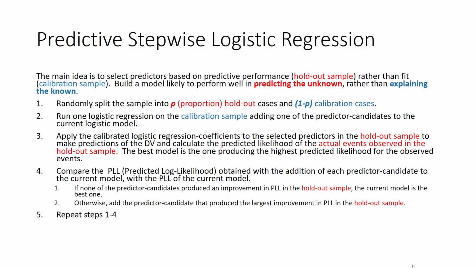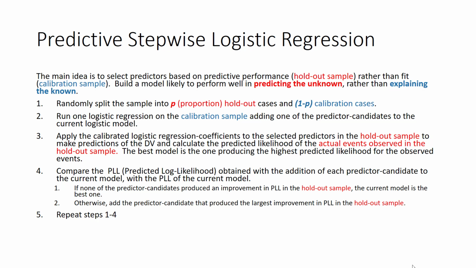Again, the idea is to select predictors based on holdout performance in predicting a sample that we did not touch, rather than based on fit, a sample that we touched, a sample that we used to calibrate. And the goal here is to identify the model most likely to perform well in predicting the unknown rather than explaining the known. And steps, again, are very simple.